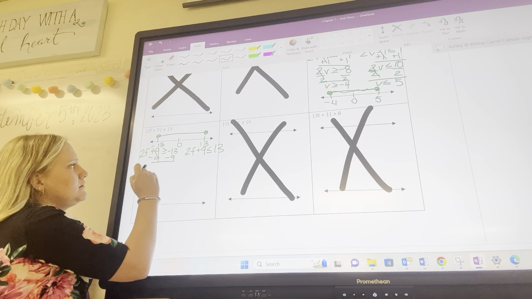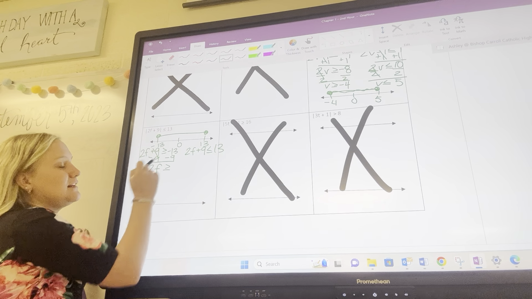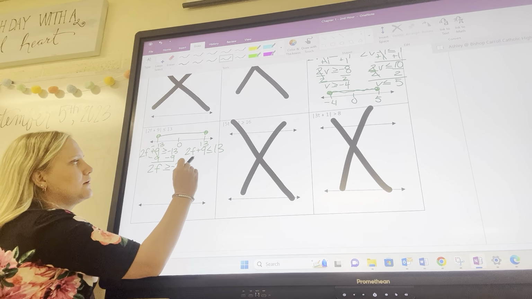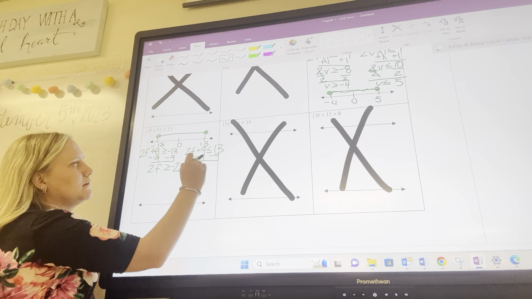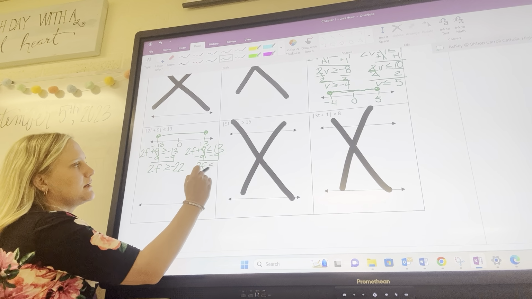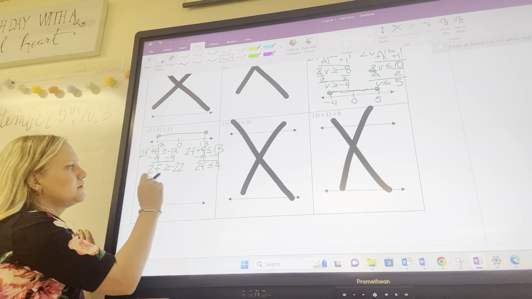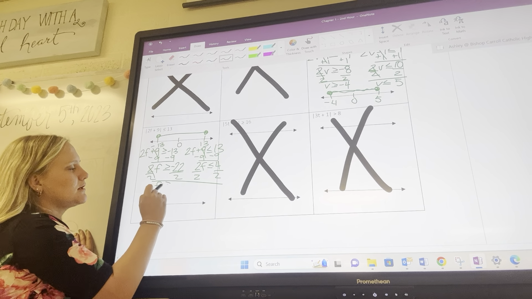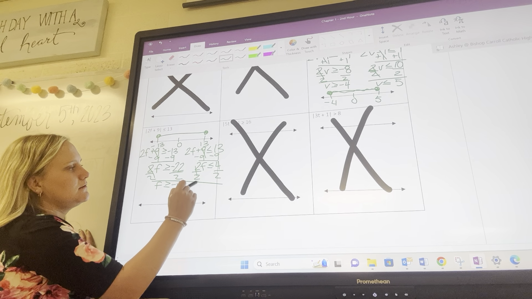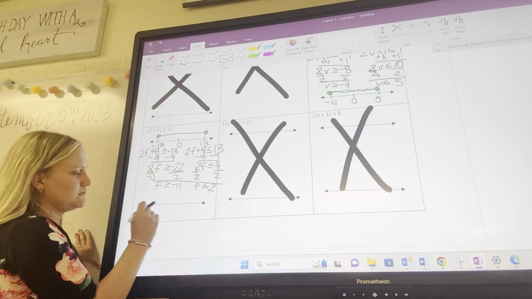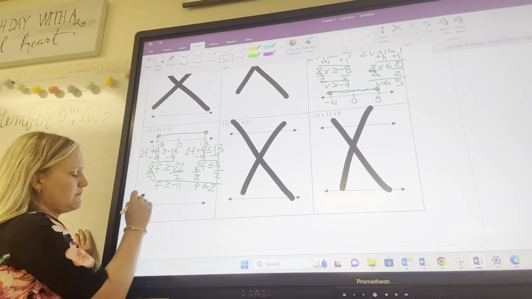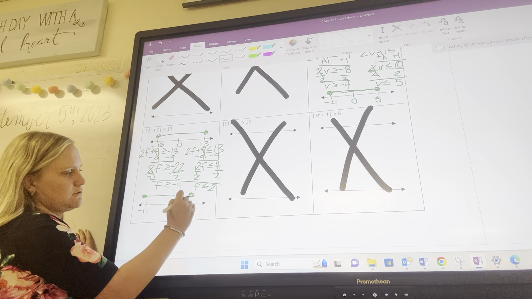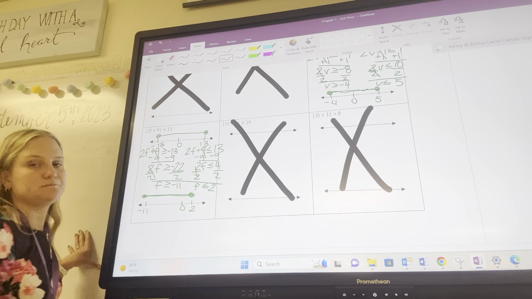Subtract 9. -13 minus 9 is -22. 13 minus 9 is 4. Divide by 2. F is greater than or equal to -11. F is less than or equal to 2. So at -11, closed circle going this way. We'll say this is 0, this is 2. At 2, closed circle going this way.